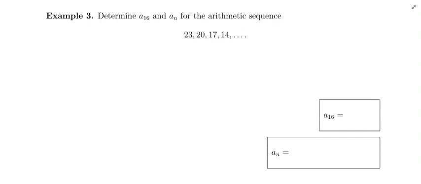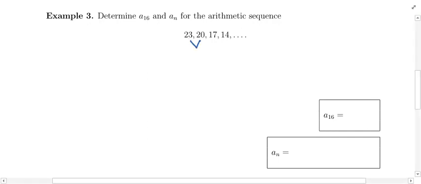Okay, so if we start with 23, to go to the next term, 20, we need to subtract 3. And then to go from 20 to 17, we also subtract 3. And then to go from 17 to 14, we subtract 3. And so the dot dot dot means this trend continues. So what this tells us is that the common difference here is -3. If I want to go from one term to the next, I have to subtract 3.